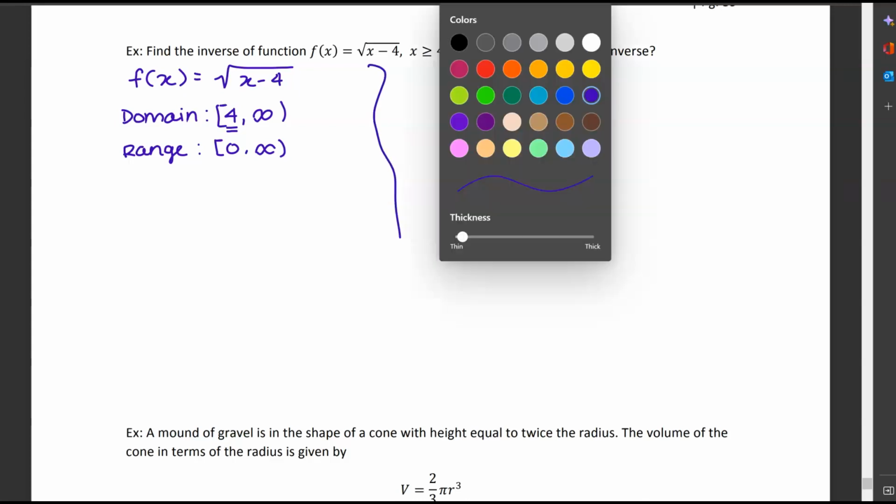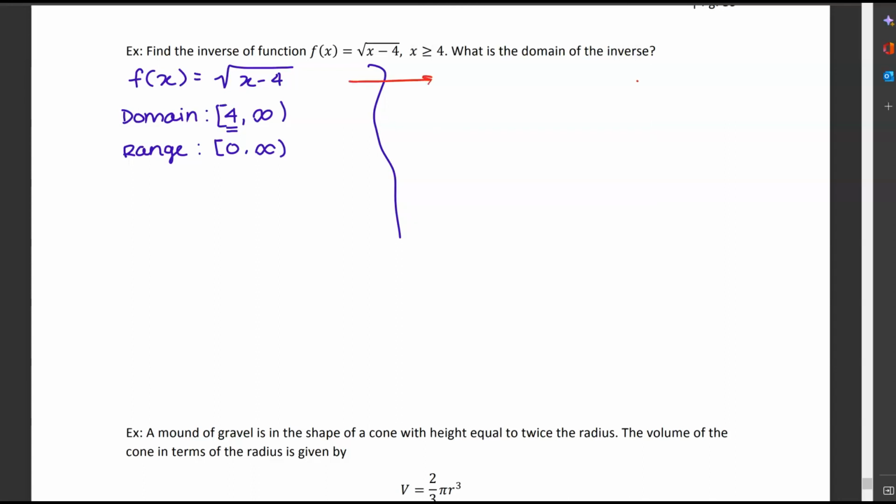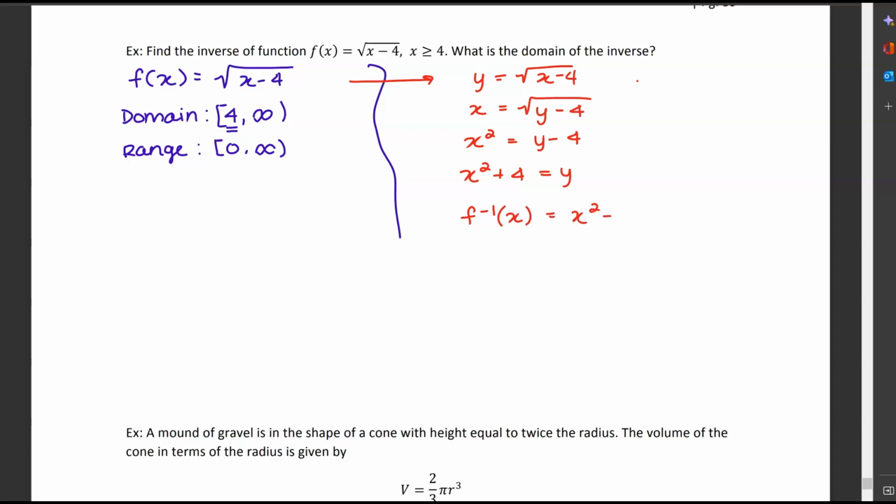All right, let's go ahead and calculate the inverse. So for the inverse, we're going to have y equals the square root of x minus 4. Let's switch those variables. We end up with x squared equals y minus 4. We're going to add 4 to both sides and get y. So then our f inverse function is equal to x squared plus 4.